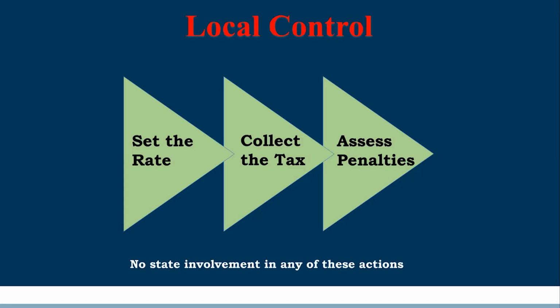The local hotel occupancy tax is completely under the control of the local government. The city or county is responsible for setting the tax rate, collecting the tax from hotels, and assessing any penalties. The state, including the comptroller, has no involvement in the local hotel occupancy tax rate.